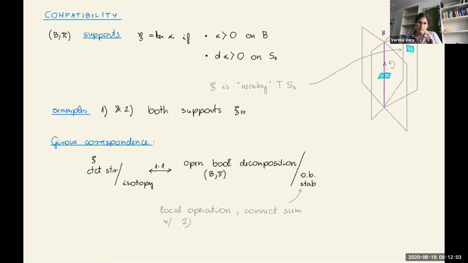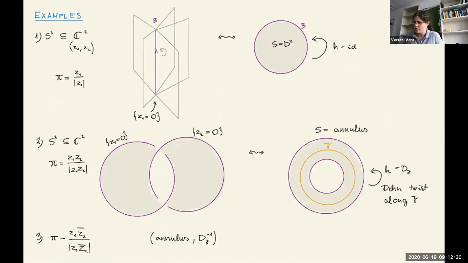And then there is this well-known correspondence between open books and contact structures: whenever you take a contact structure, you can construct an open book which supports it. And if you have two open books which support the same contact structure, then they have a common stabilization. The stabilization is really just a local operation which connects the whole open book with this example number 2, which was the annulus page.